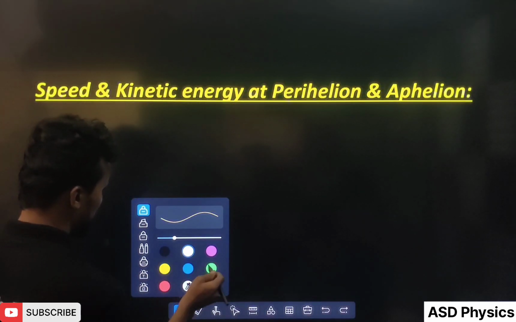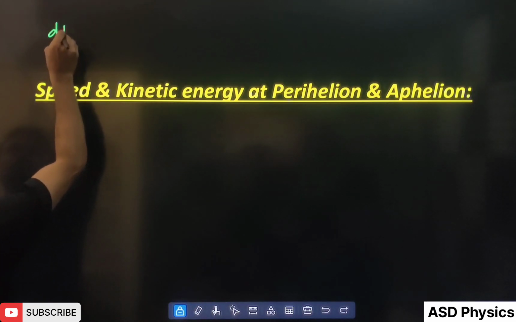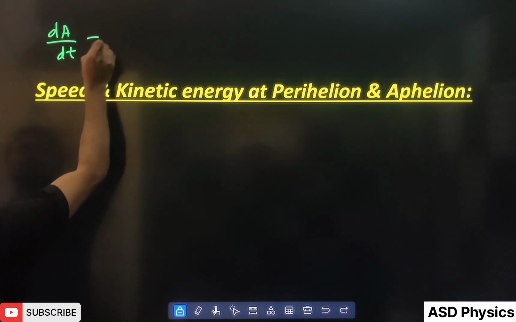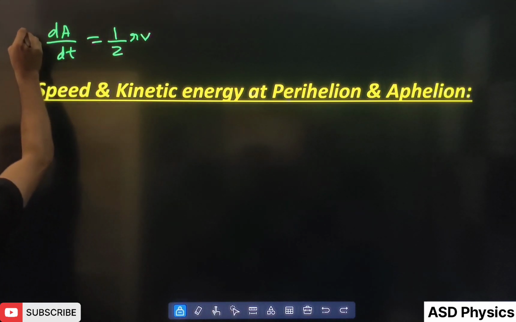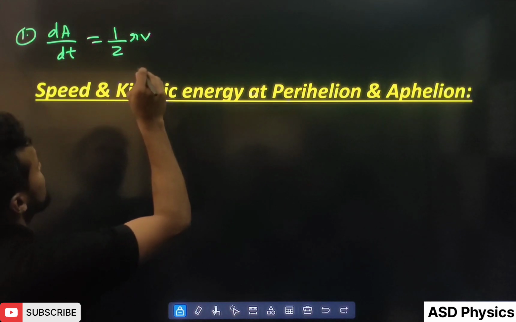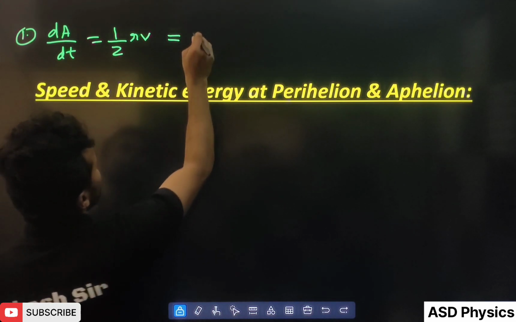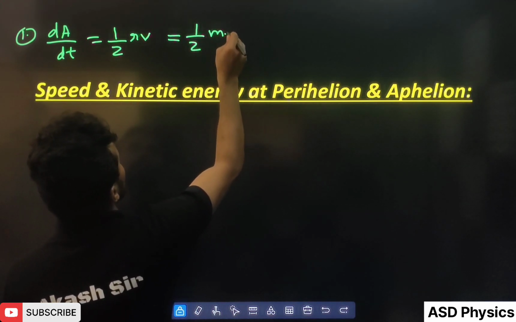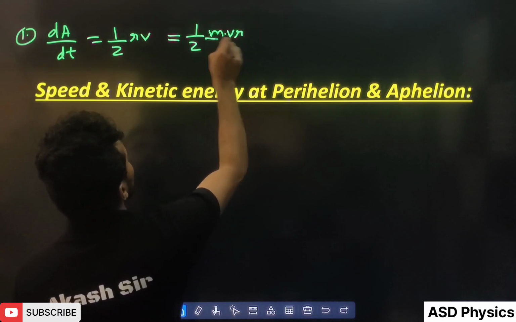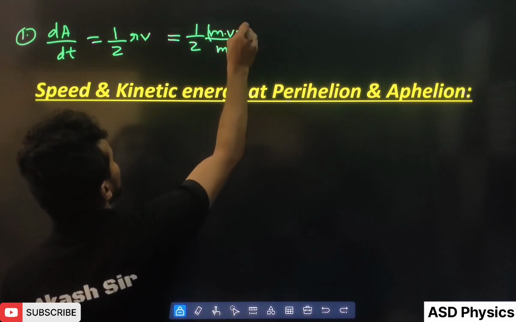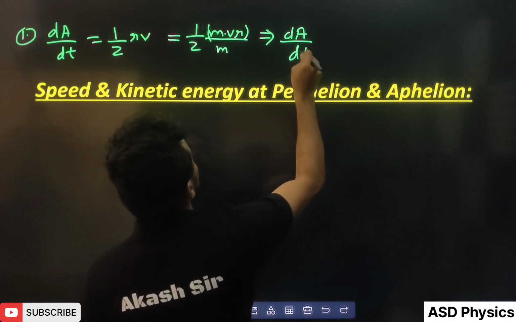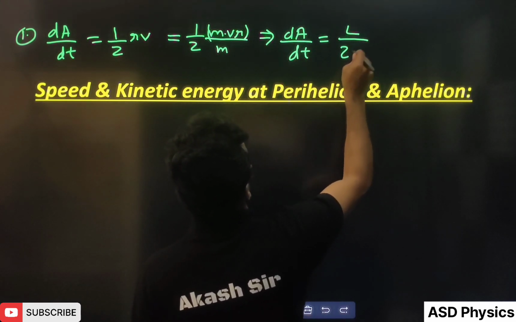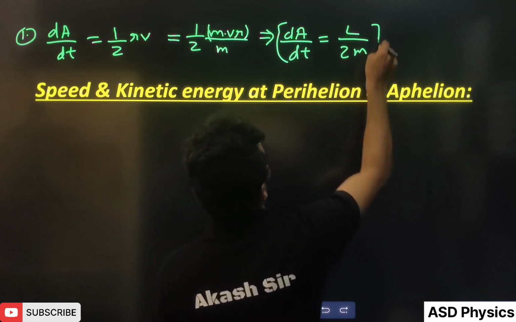Now students, we have got dA by dt equal to half rv. From here we can get the first thing. Can we multiply and divide by m? Half multiplied with m, mvr by m. What is mvr? mvr is the angular momentum. So we can tell that dA by dt is equal to L by 2m, where L is the angular momentum.